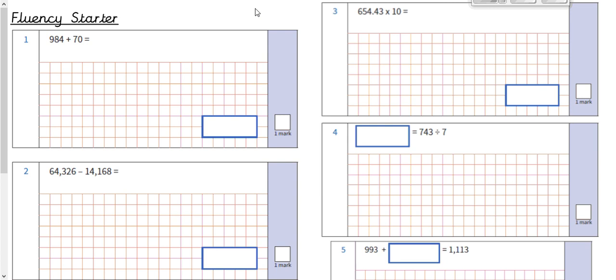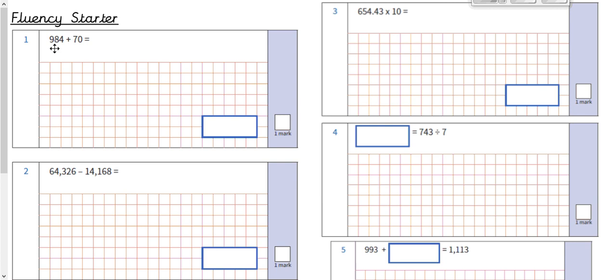Okay, hello guys. It's Thursday. Well, it is if you're doing it on a Thursday; if you decide to do it all at once, it's not Thursday. But today's lesson, we're going to be moving on and using the mean to solve some problems. But first, we need to complete our Fluency Starter.